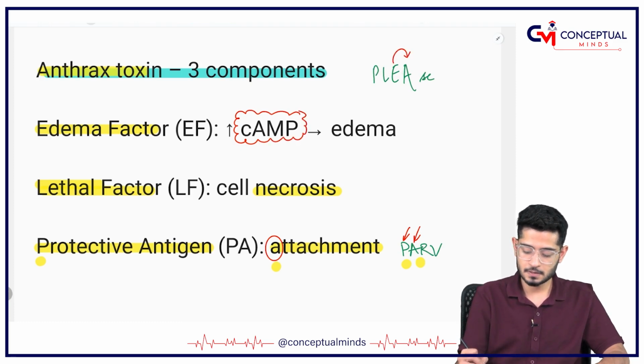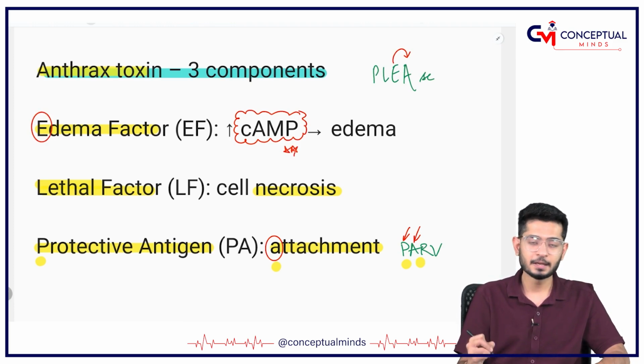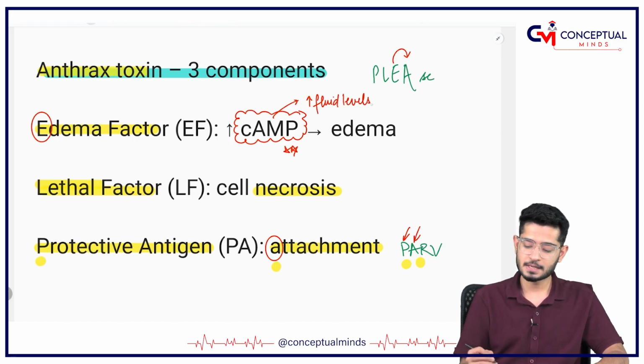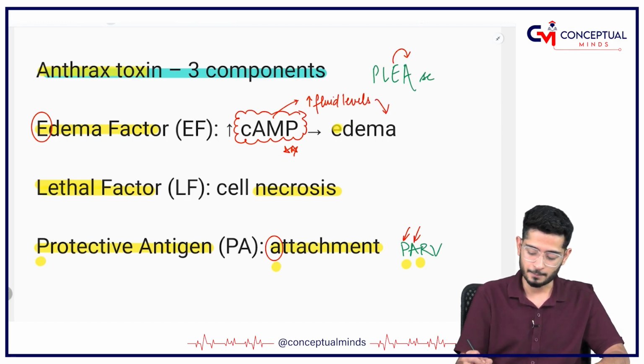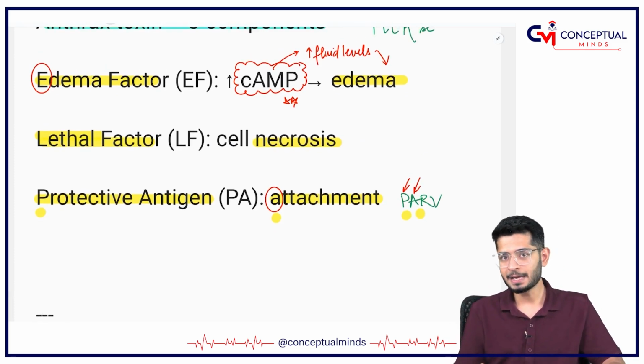So, can you see E is close to A? Edema factor leads to an increase in cyclic AMP. Increase in cyclic AMP increases the fluid levels, and once the fluid levels are increased, it causes edema. Okay. So, there will be edema and cell necrosis by anthrax.